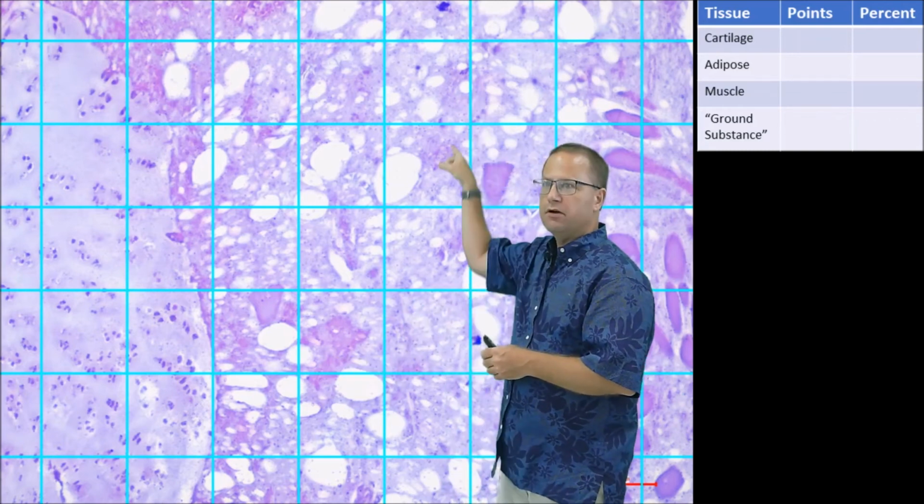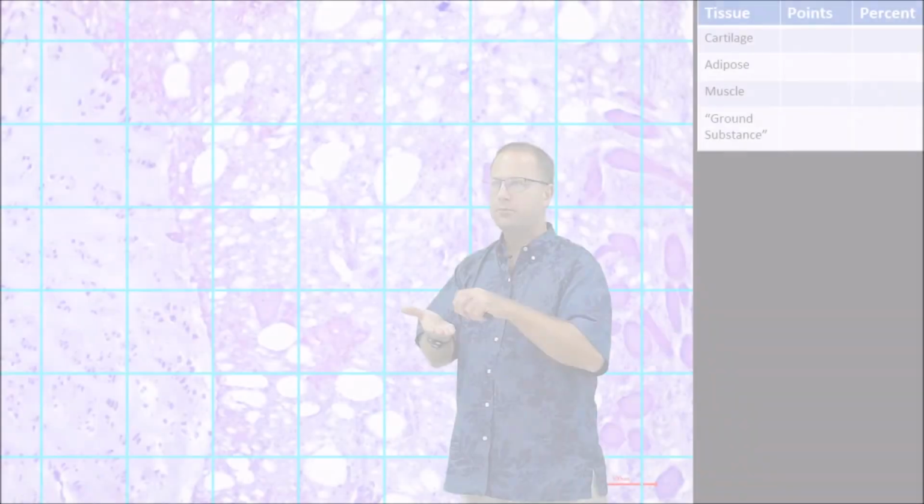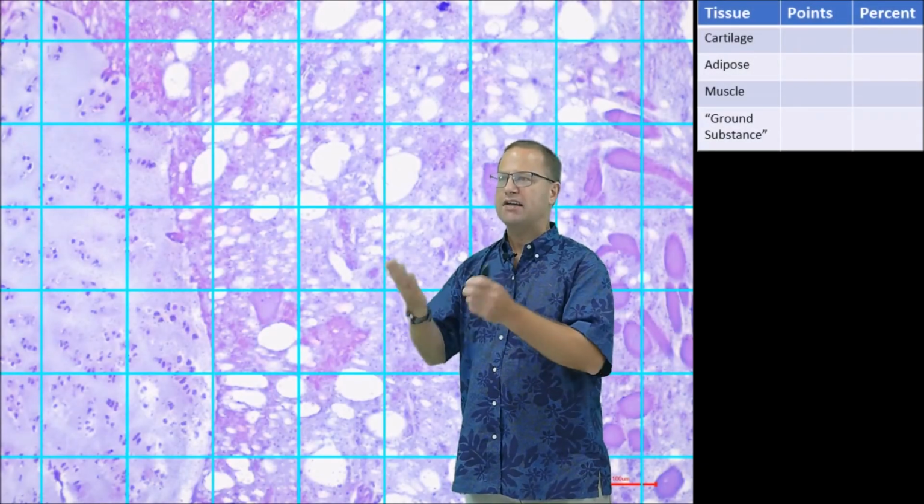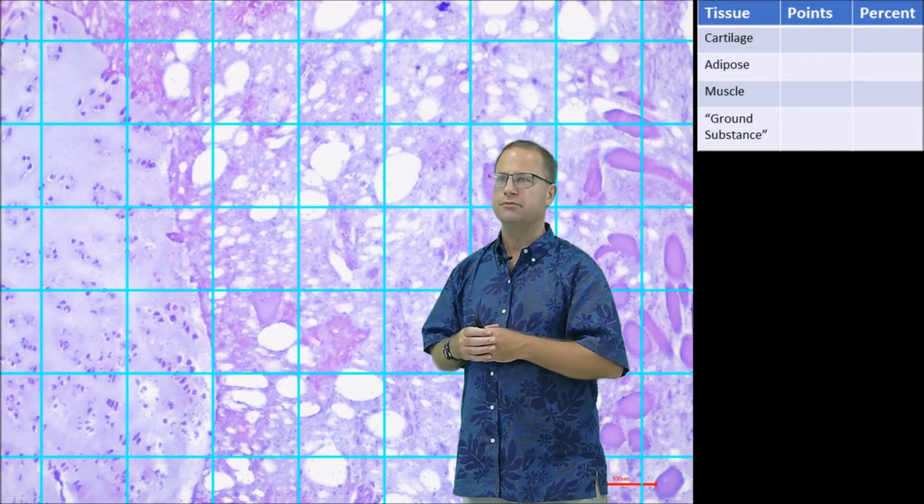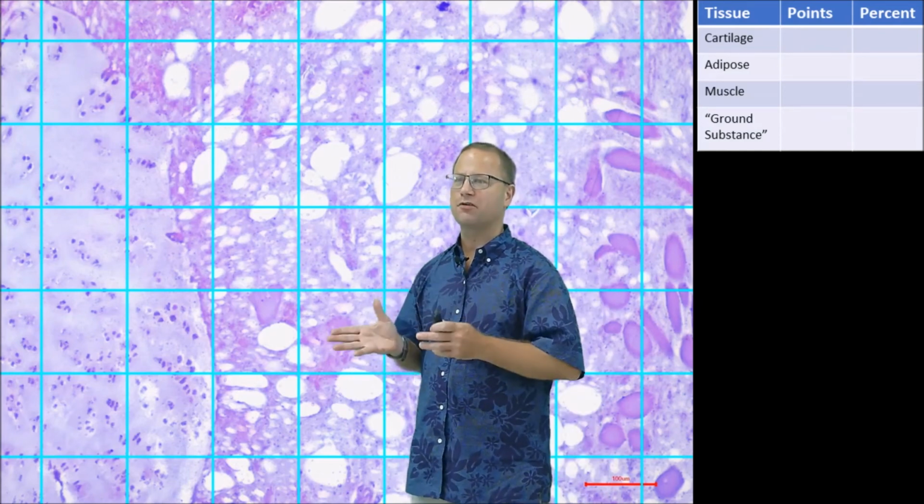Now, if you have two people, it works a little bit better. One person can be going from square to square reading out their identifications, and the other person can be putting little hatch marks next to the appropriate tissue. Okay, since I'm here alone, I'm just going to work from left to right.